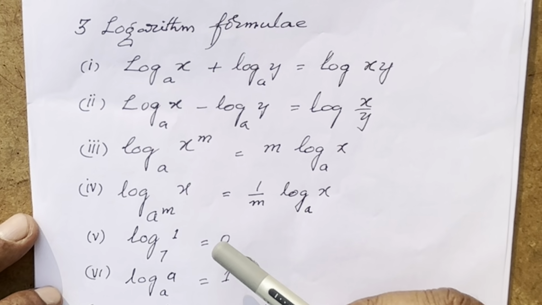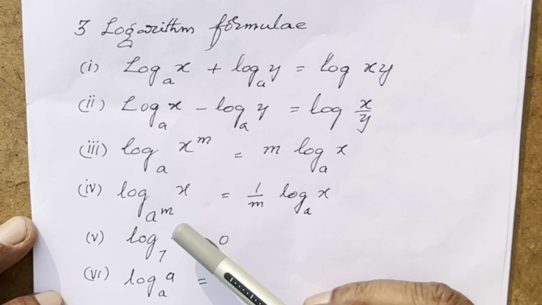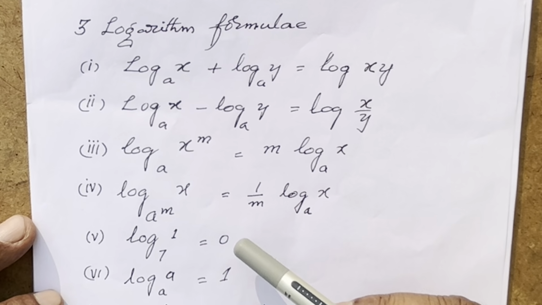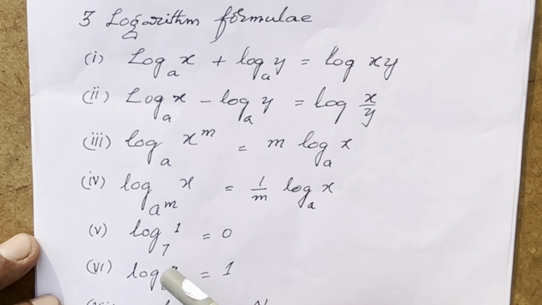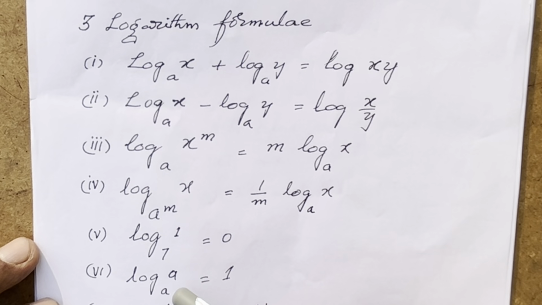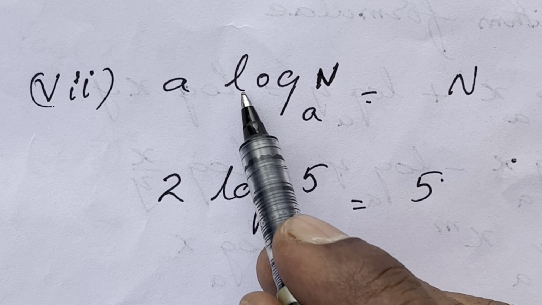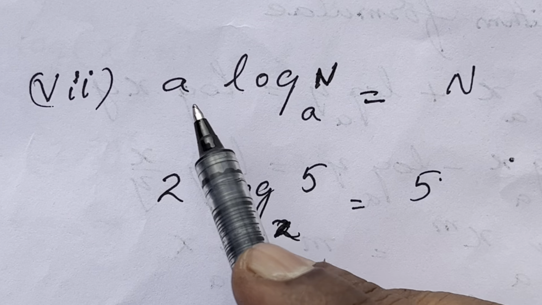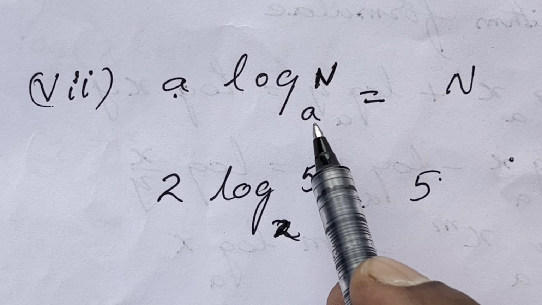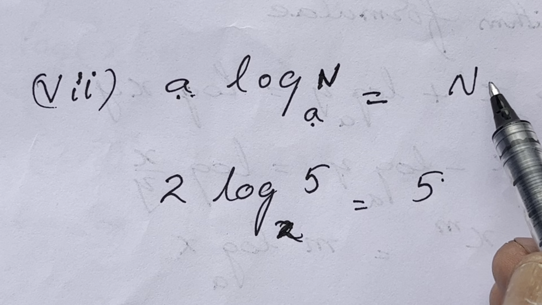Next, log 1 base 7 is equal to 0. That means log 1 of any base is equal to 0. Thereafter, log a base a is equal to 1. Here is the last formula, a to the power of log n base a is equal to n. That means the exponent's base and the log base are the same, so whatever the log value is there, that is the final value n.